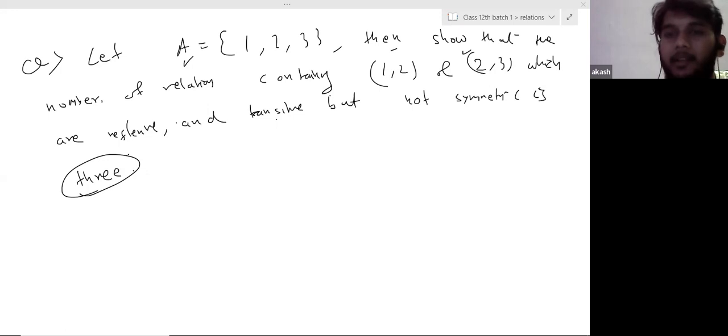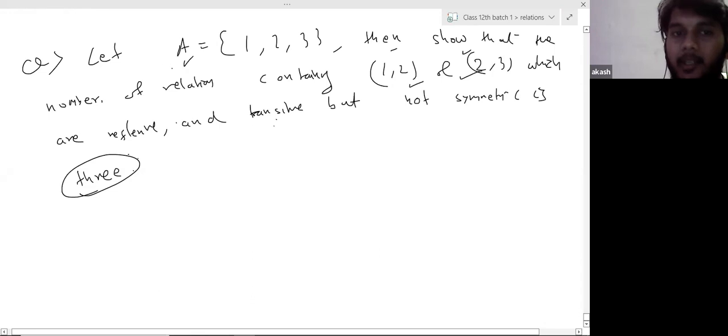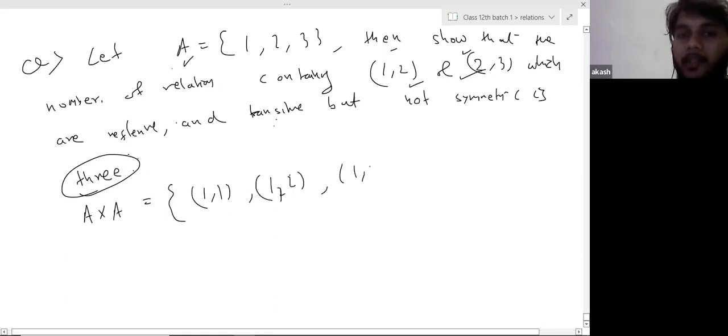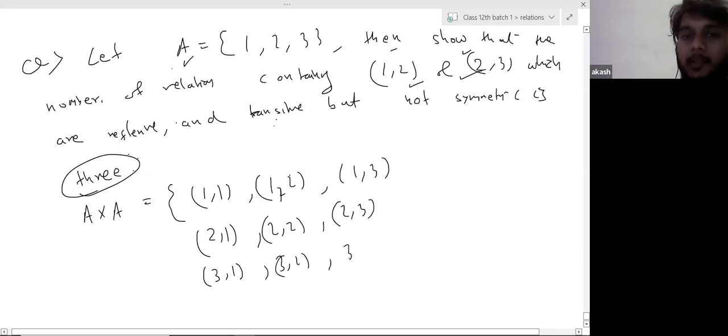See, they are saying try to write relations on A such that the relation must contain these 2 elements and should be reflexive and transitive but not symmetric. Now, I told you when I was explaining relations, don't try to think of relations in equations, just think about subsets. Any relation on A means you have to take the ordered pairs from A cross A. So let's write A cross A first. A cross A will be 1, 1, 1, 2, 1, 3, 2, 1, 2, 2, 2, 3, 3, 1, 3, 2 and 3, 3.